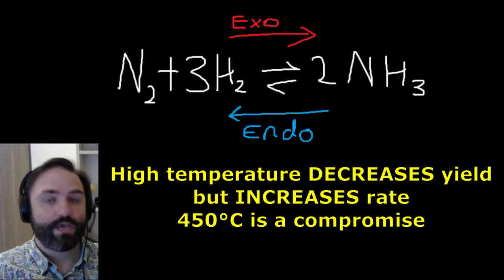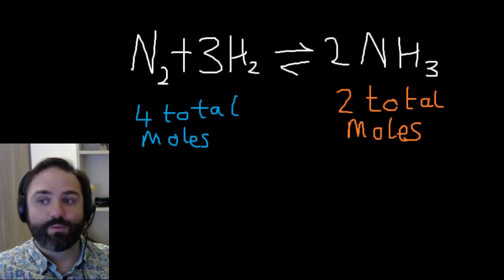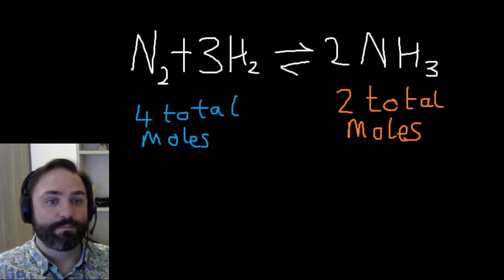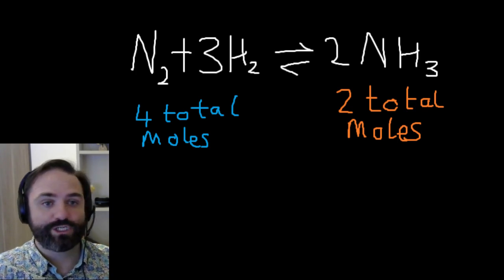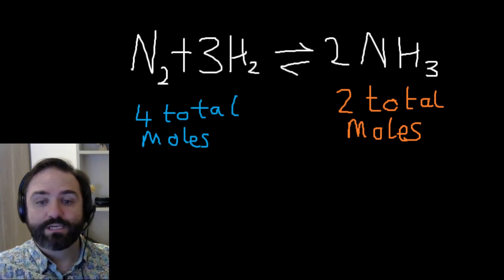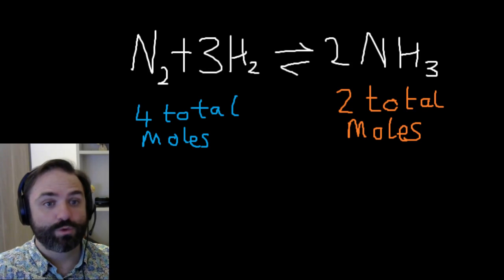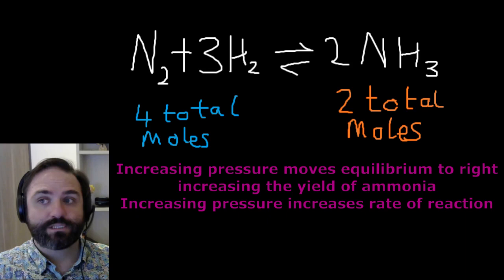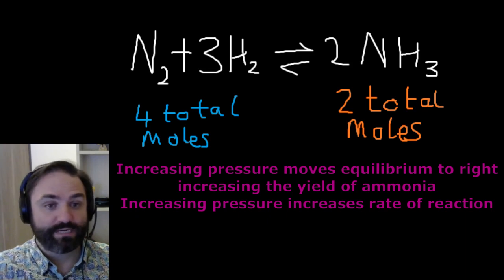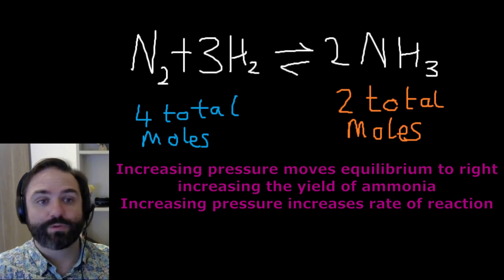Pressure. Le Chatelier's principle tells us that if we increase the pressure, we move the position of equilibrium towards the side with the fewest moles of gas, or the fewest molecules. As we can see from this equation, the right hand side has fewer molecules than the left hand side. So increasing the pressure is going to increase the yield. It moves the position to the right. It is also going to increase the rate because increasing pressure increases rate of reaction. So we want to use as high a pressure as we can.